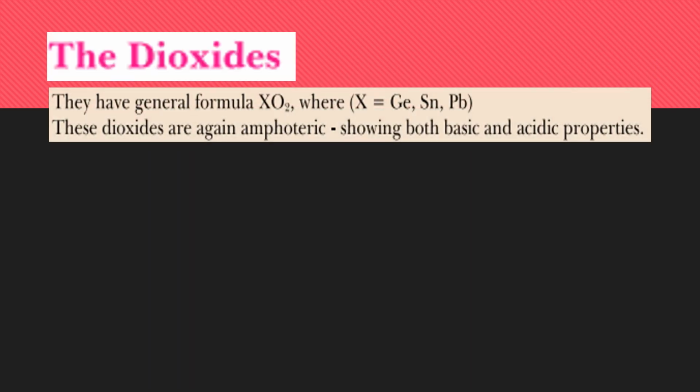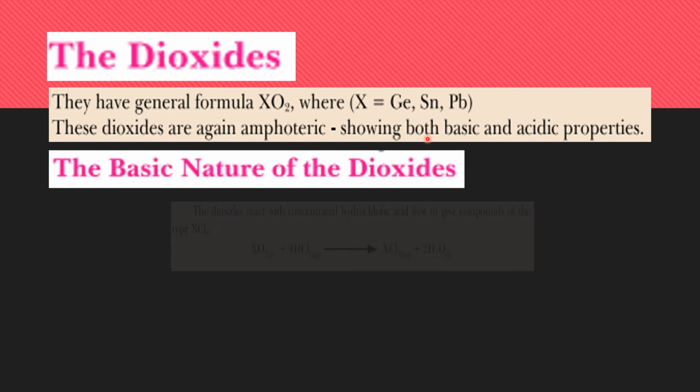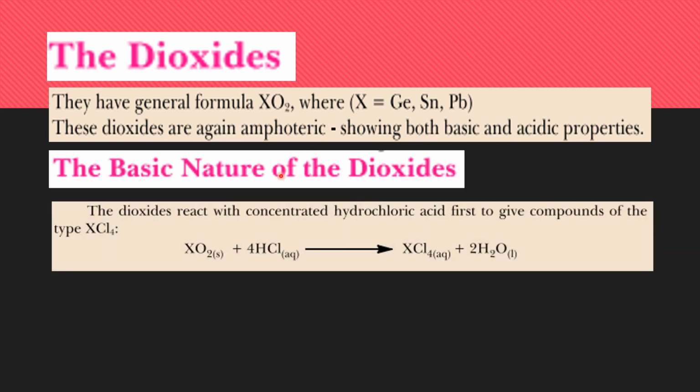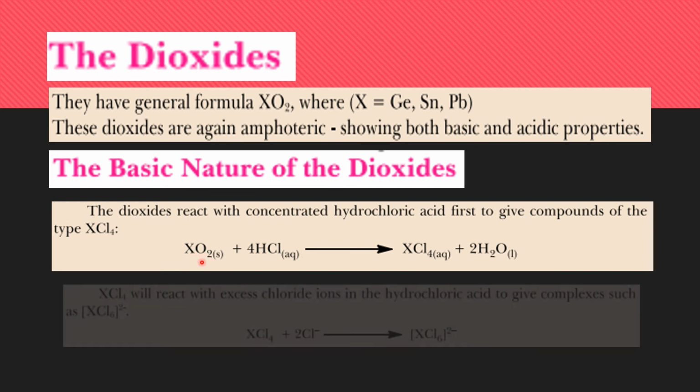Now the dioxides of these have the general formula XO2, and these dioxides are again amphoteric in nature. They show both acidic and basic properties. First is the basic nature of these dioxides. The dioxides react with concentrated hydrochloric acid. They produce a salt. As they are reacting with concentrated hydrochloric acid, this shows that they are showing basic nature.